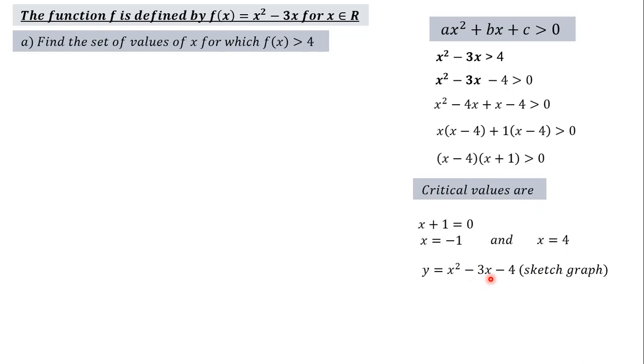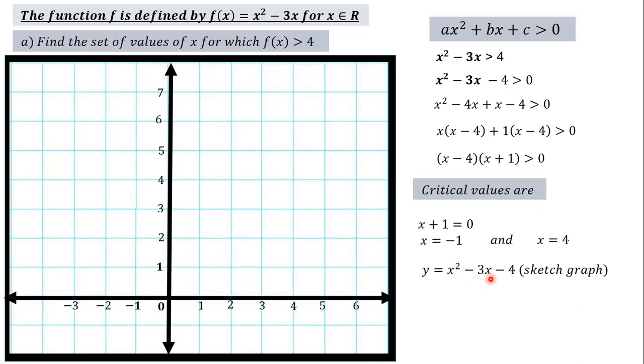Means sketch the graph for y equals this. In order to do that, students, just come up with the Cartesian plane. We have the vertical line representing the y-axis, and the horizontal line representing the x-axis. Now, the two critical values -1 and 4 are the points where your quadratic graph will cross your x-axis. And we know that, students, a quadratic graph is always a parabola.